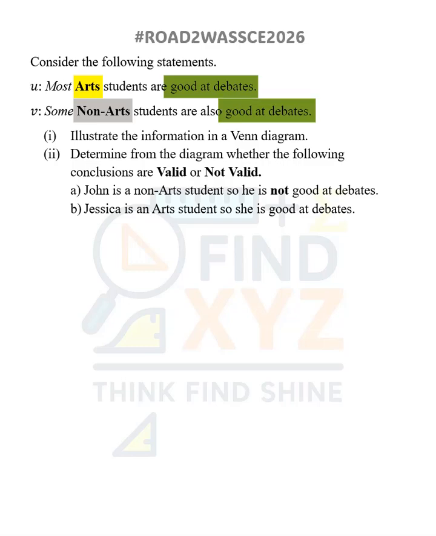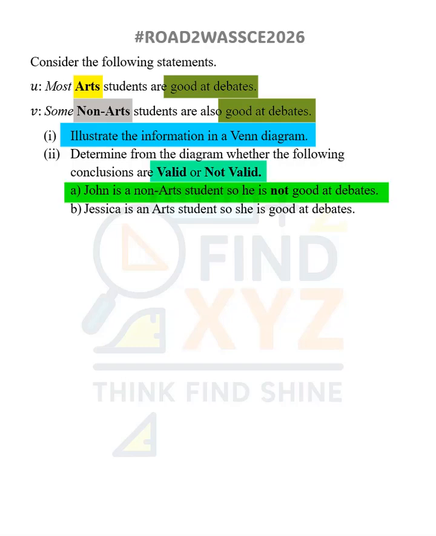We have been told to illustrate the information in a Venn diagram and to determine from the diagram whether the following conclusions are valid or not valid. These are the conclusions. The first one, John is a non-art student, so he is not good at debate. Then the second conclusion is Jessica is an art student, so she is good at debate.